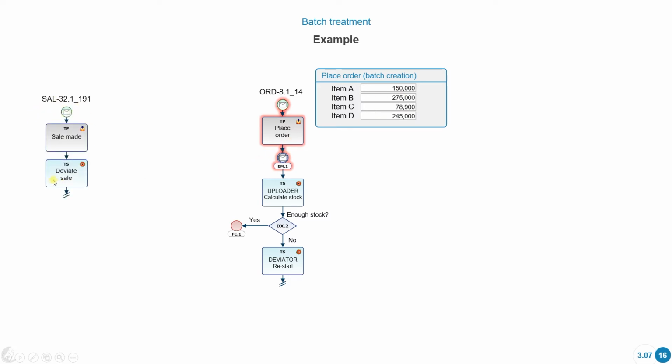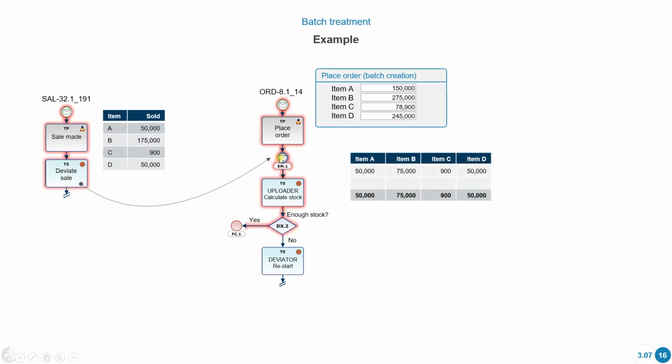And here we have a sales process. So here someone makes a sale, and once the sale takes place, we deviate the information to this process here. So the information of the total amount of items sold is deviated to this process. So here we can see 50,000 items of the type A were sold. Besides, 175,000 items of the type B were sold, and so on.